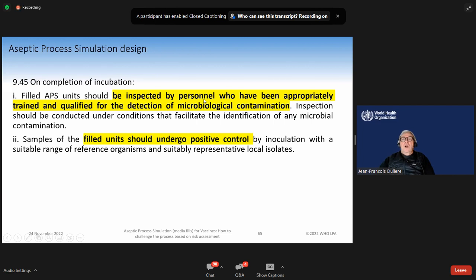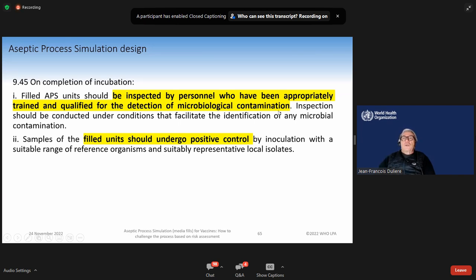Filled APS units should be inspected by personnel who have been appropriately trained and qualified for the detection of microbiological contamination. So, the inspection team looking at cosmetic defects or looking at particles, if they are not trained appropriately for detection of microbiological contamination, cannot be part of this team. You will need to train them.